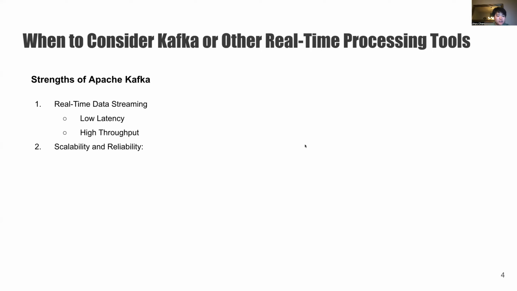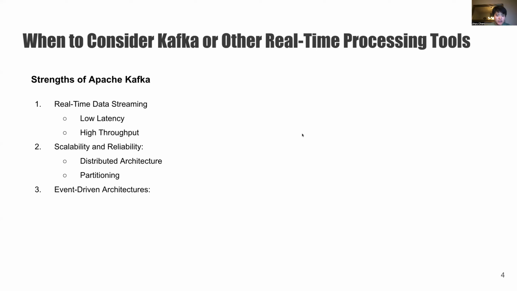Okay, so scalability and reliability. Distributed architecture: Kafka's distributed design provides high fault tolerance, ensuring data is not lost and can be processed even if parts of the system fail. Partitioning: it efficiently partitions the data to distribute the load across multiple brokers and consumers, allowing horizontal scaling. That is why Apache Airflow has limitations in scaling.